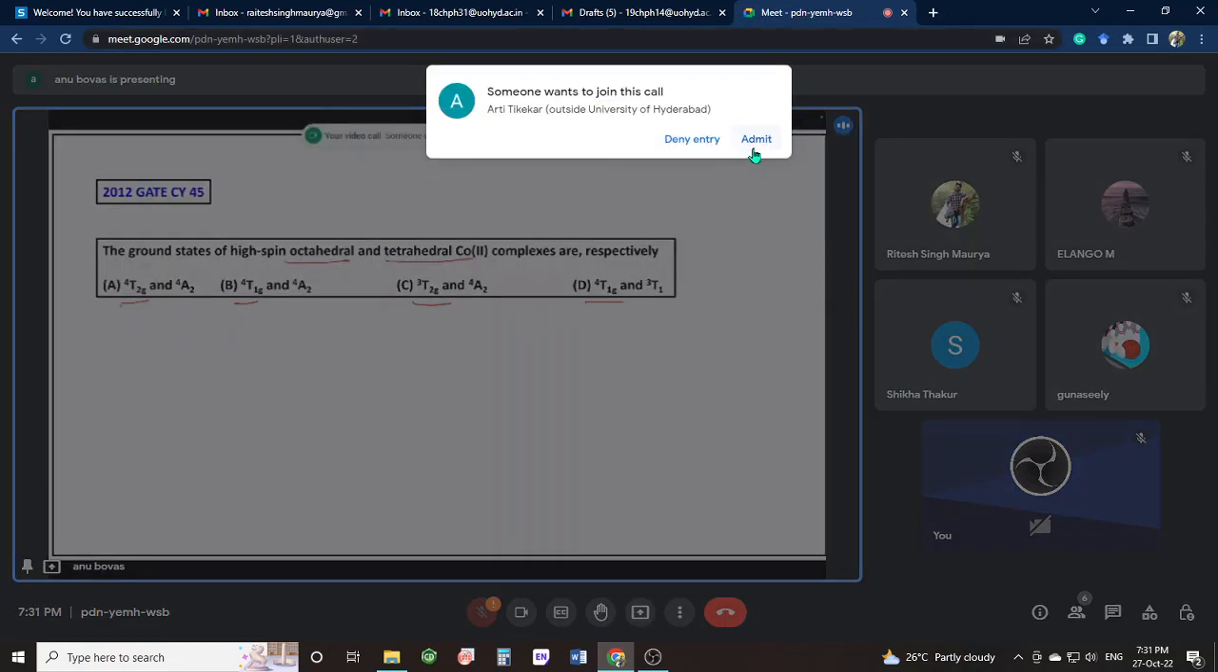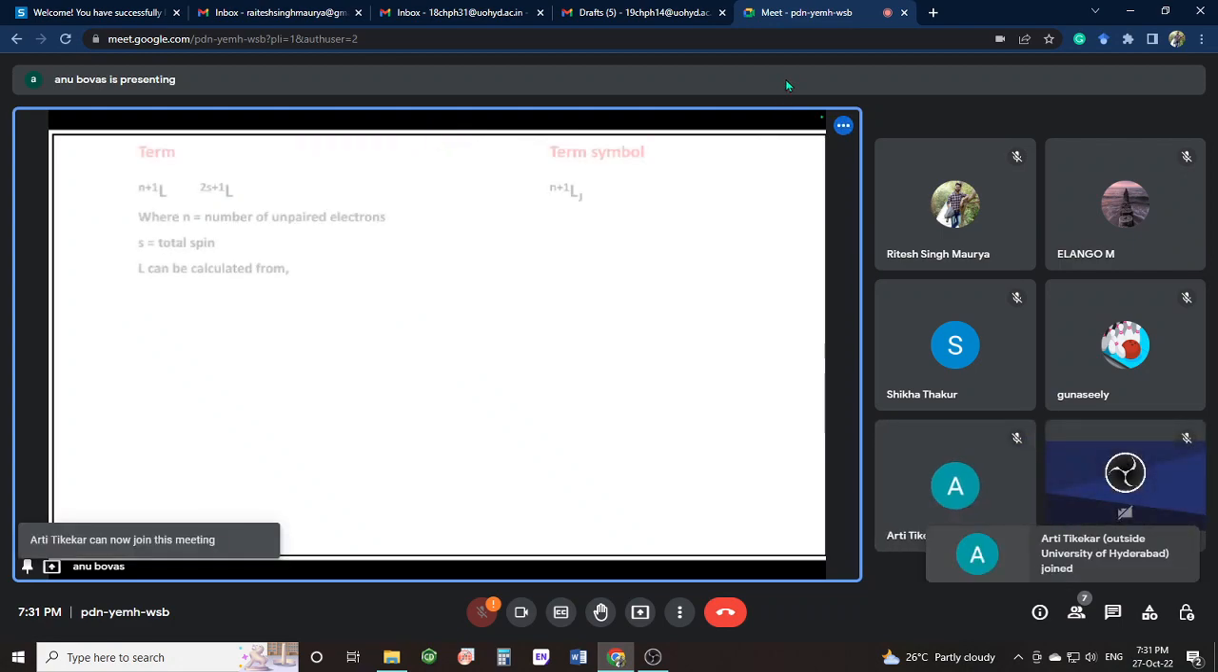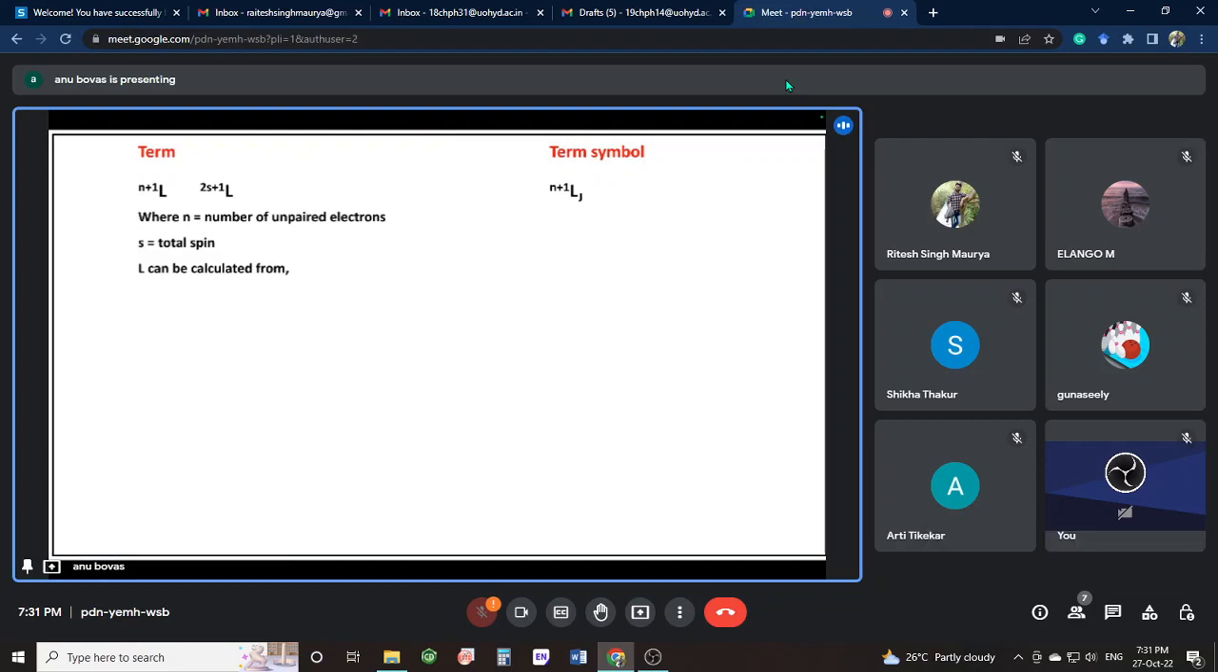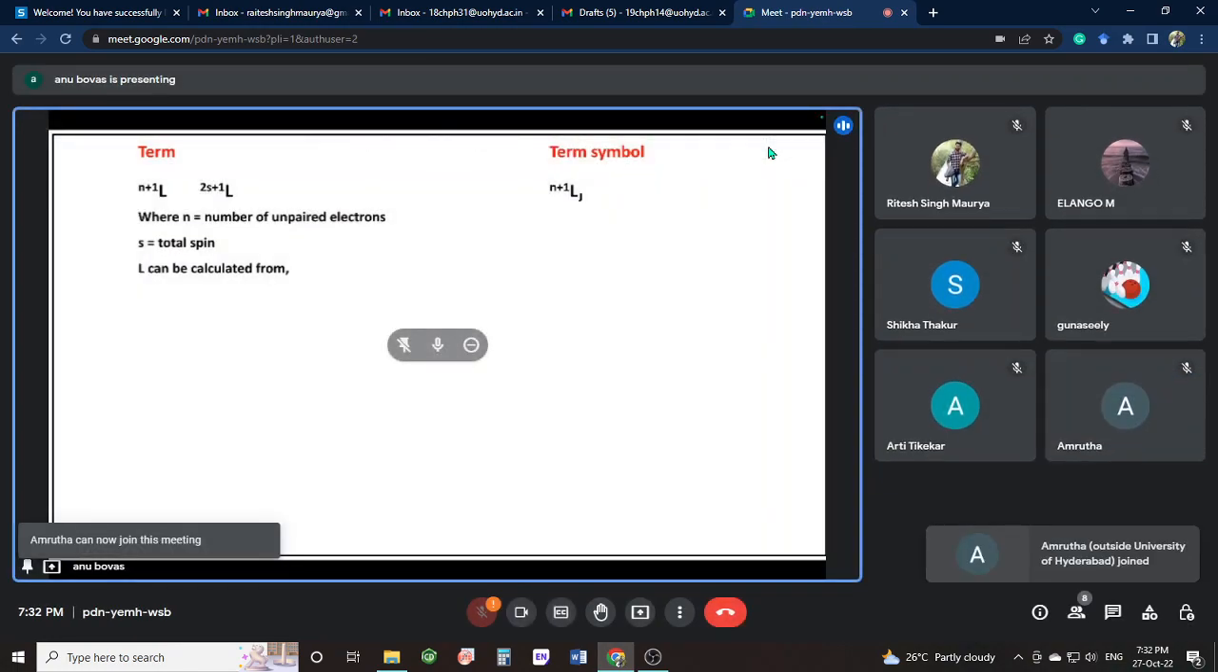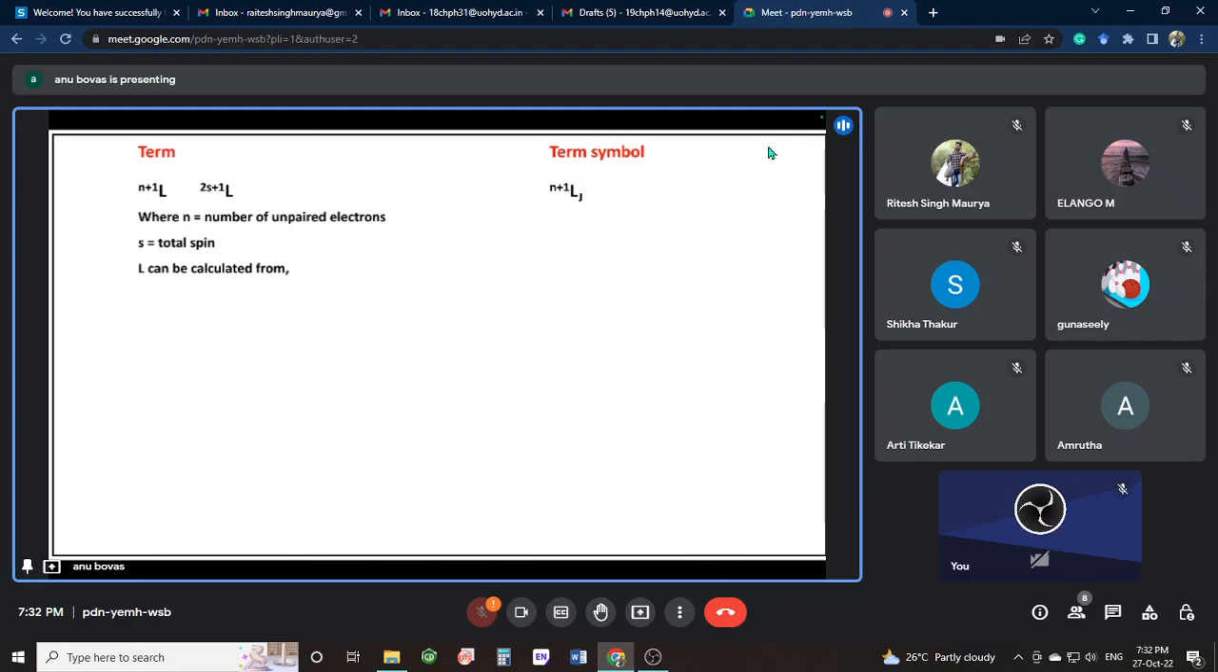Okay, so we will start solving. First of all, what we need to know is term and term symbol. Without knowing this also, you will be able to solve this question after the end of this explanation. But still we will know what a term symbol is, because a question can be asked from here also. I have seen questions where they have asked term symbols in both GATE as well as NET. If they ask a question like that, it is very easy, and they can ask even a 4 mark question. I am talking about NET.